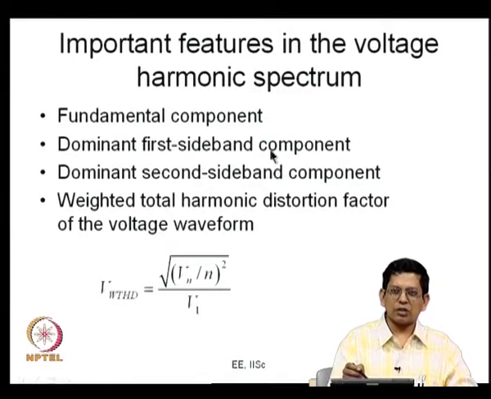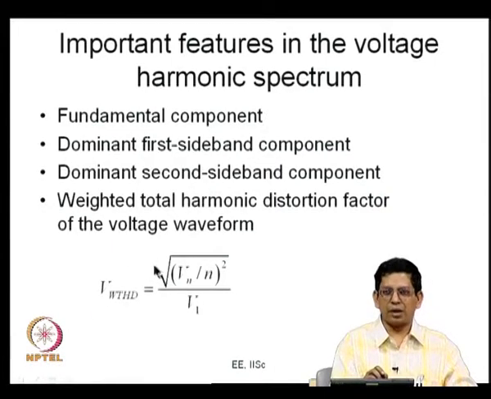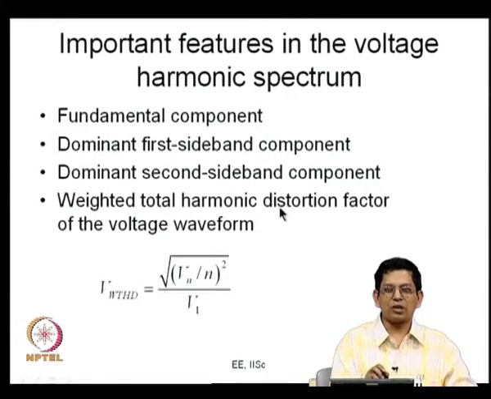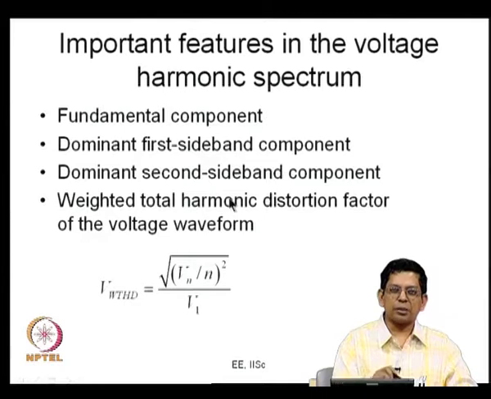As I said, we will consider the first and second side band, and there also we will look at the dominant component of the first side band, that tells you how bad the first side band is, and you can look at the dominant component in the second side band, that tells you how bad the second side band is. And in many PWM methods, interestingly, it would be either the first side band or second side band that will be dominant at different ranges of modulation index.